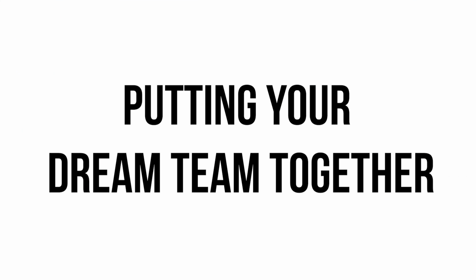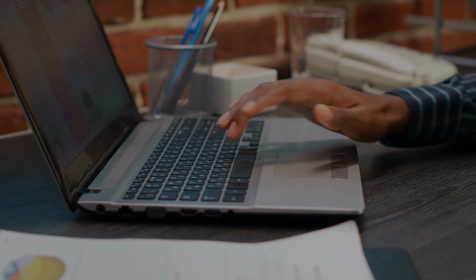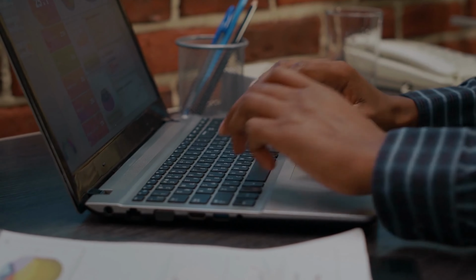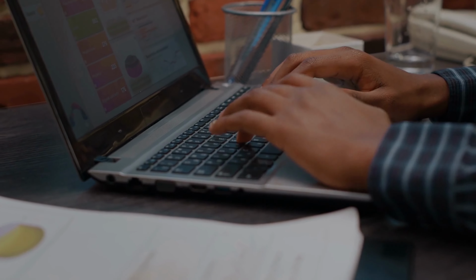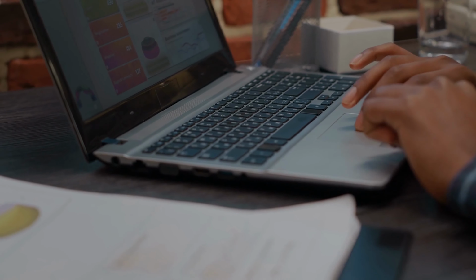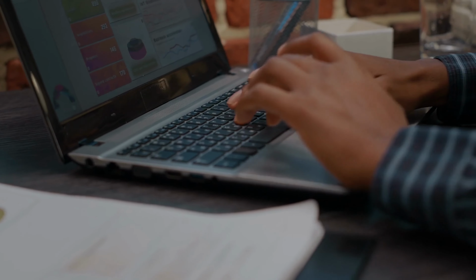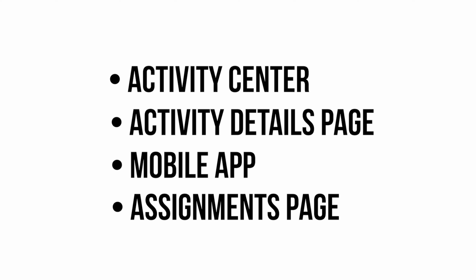The fourth point, putting your dream team together. With leading resource management software, you can track time in 4 different ways. To track time for your own team, you can access the following tabs: Activity Center, Activity Detail page, Mobile app, Assignment page, etc.